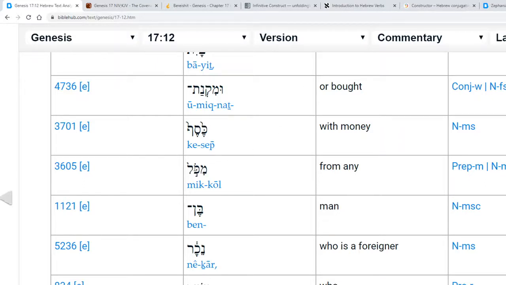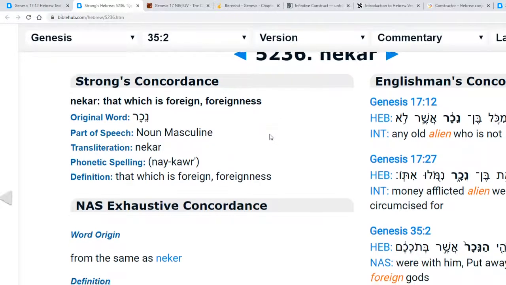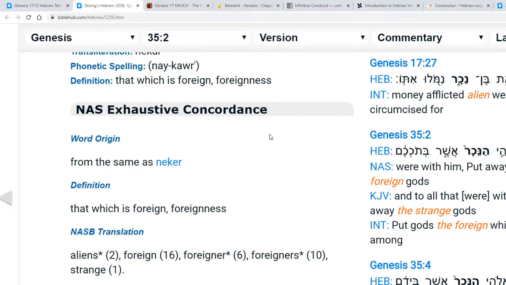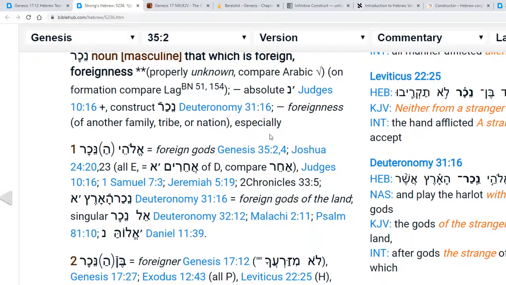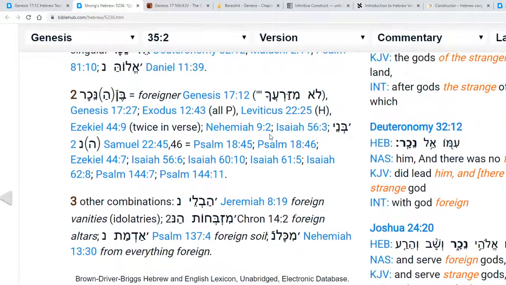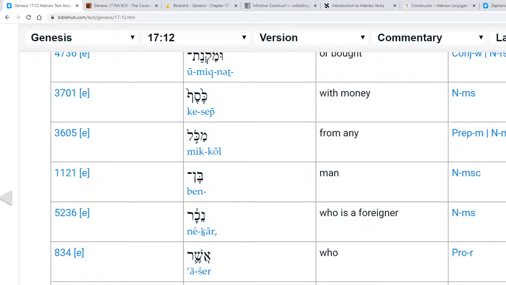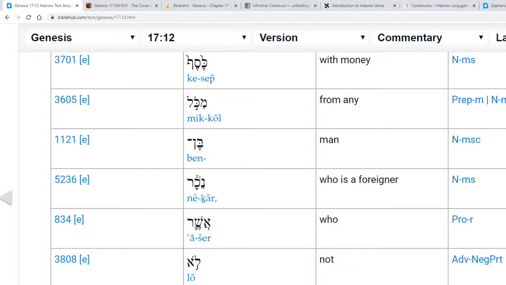Mi kol, so prepositional mem, kol meaning all. Ben, so miknat kesef is bought with money from all man. Mikol ben nechar. Nechar comes from the root. They're saying the root is nun chaf resh. Yeah. I mean, yeah. You can look here and compare with various things. Could be cut off. Could be alien. If you're interested in the root of this particular verb noun, it's a little interesting, I would say.